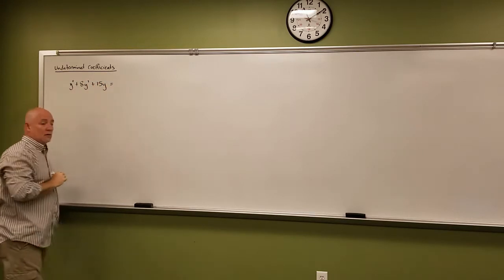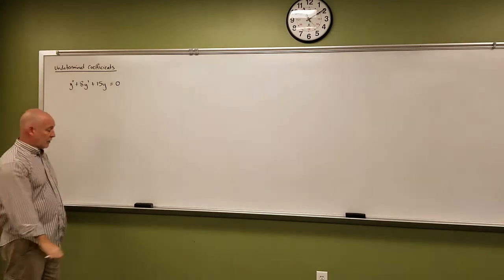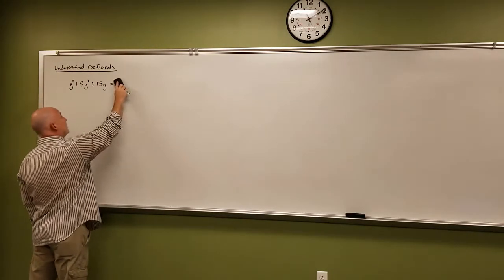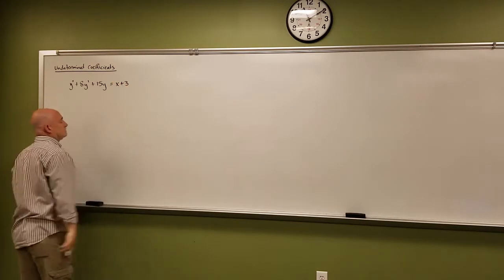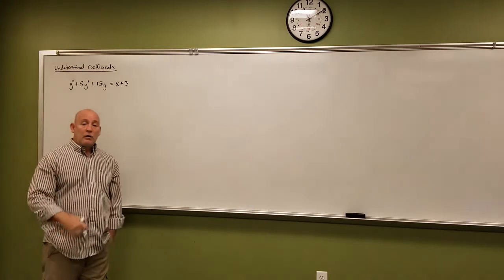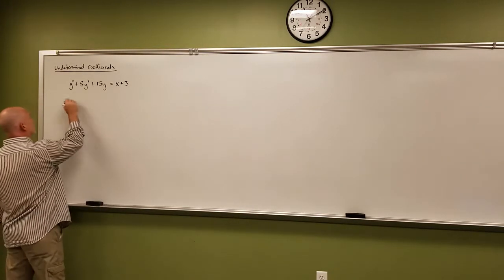Now, what we saw last time was taking a look when it was homogeneous, equaling 0. Well, what do we do if it's not homogeneous and it was something like x plus 3? All right, well, for undetermined coefficients, here's what you're going to do.